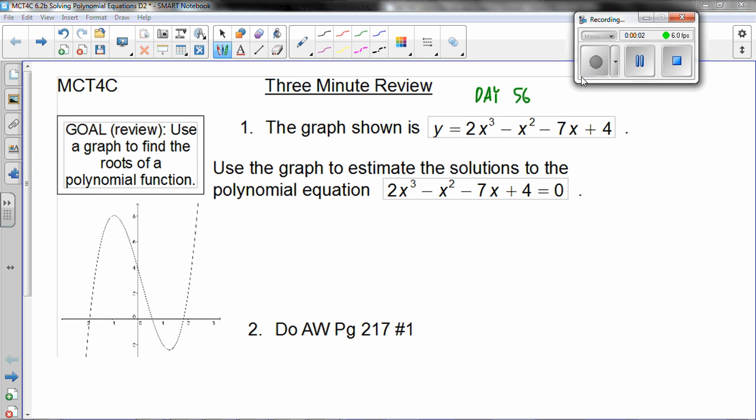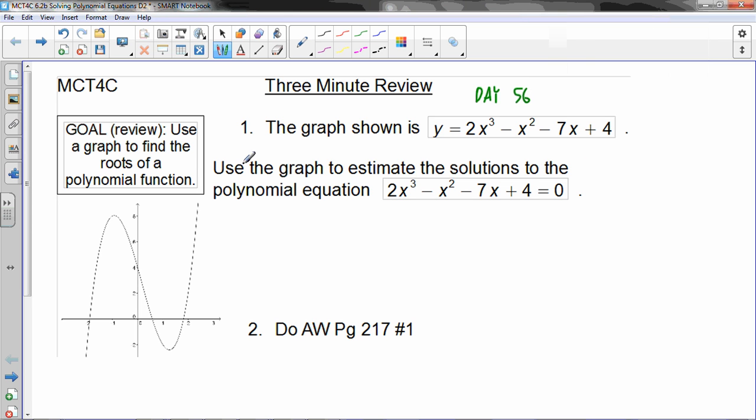All right, MCT4C, day 56 and day 2 of our solving polynomial equations escapades. Today we're going to pull a couple of tricks out of our hat from last unit and from back in maybe grade 10 or grade 11, and we'll see how that works in just a second.